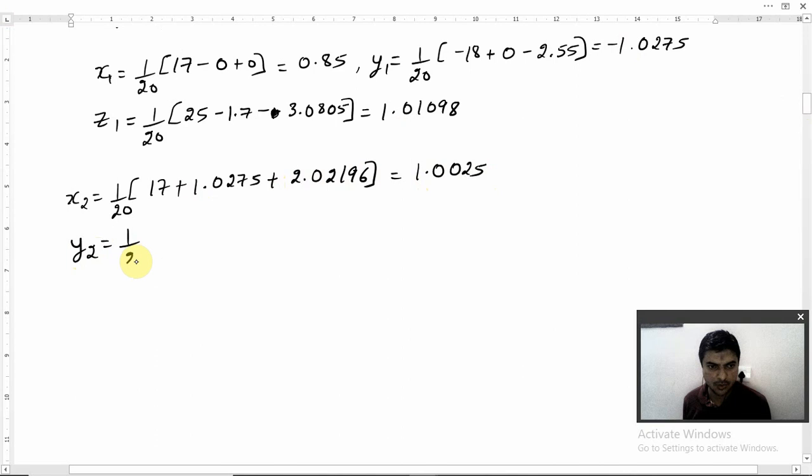Similarly, I will continue with y2, the second iteration: 1 upon 20 into minus 18, which is constant. Keep it as it is, no change. Then plus, yes, friends, you are going to substitute the z value. First I have taken z, so the previous value of z you can see is 1.01098. The same I am going to substitute here, 1.01098 plus.